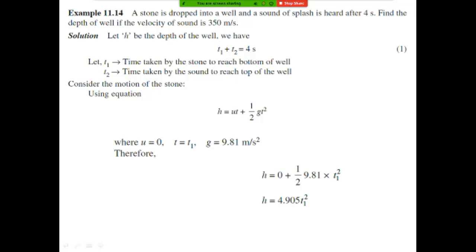Here t is equal to T1 to reach the ground, and g is 9.81. Therefore, I will substitute these values in this expression. h is equal to 0 plus half g t square, with T1 let it be the time. So h in terms of T1 works out to be 4.905 T1 square.